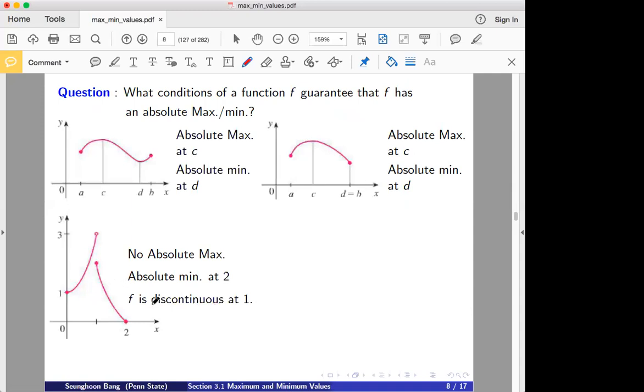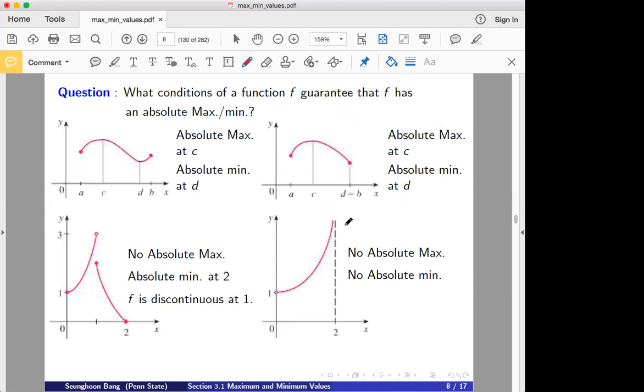So we know function f is discontinuous at 1. Do we have an absolute maximum? No. The graph is going to positive infinity. No absolute maximum, and no absolute minimum. The domain is an open interval. So what kind of condition do we need here? The graph is well connected. Yes, continuous.